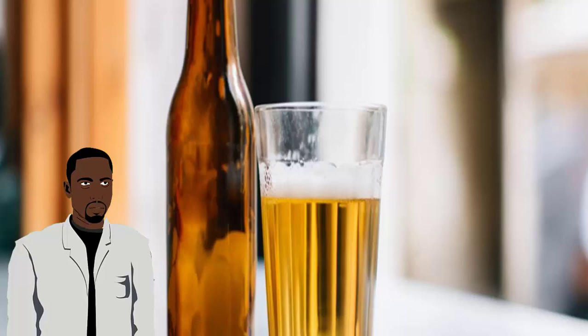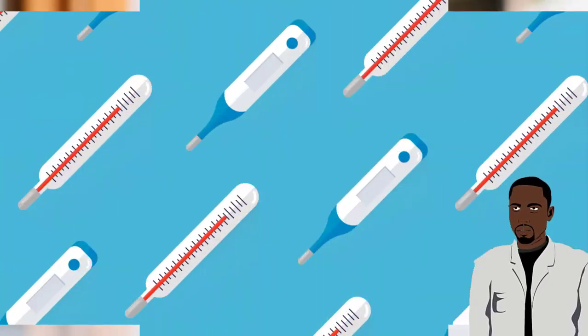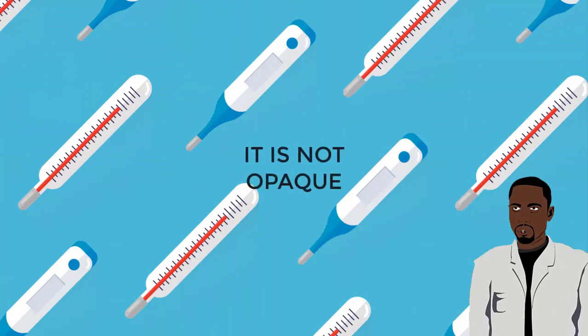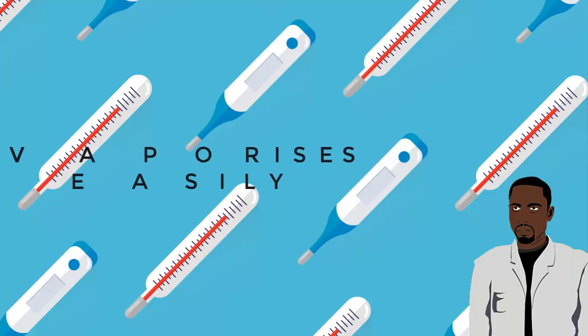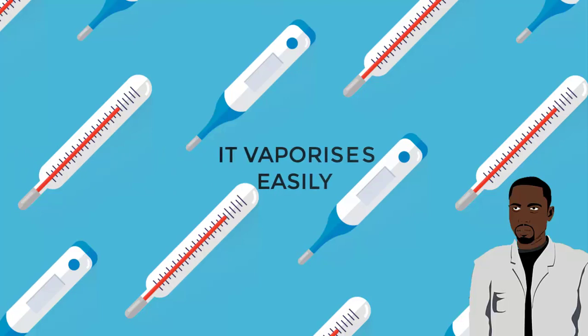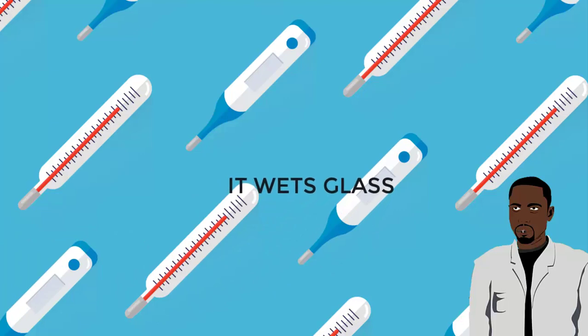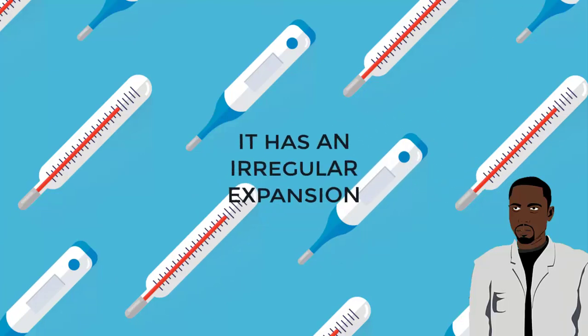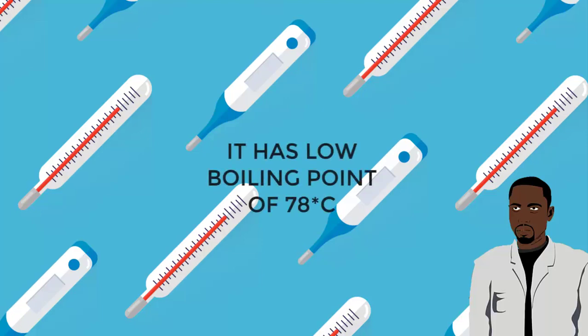It also has its own disadvantages. 1. It is not opaque, that is to say, light can easily pass through, so when it has to be used, it has to be colored. It vaporizes easily. It wets glass. It has an irregular expansion. It has a low boiling point of 78 degrees Celsius.